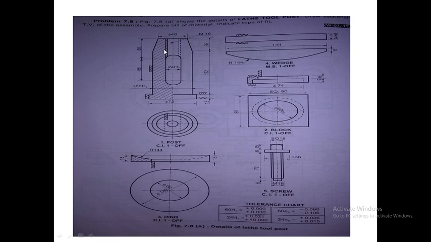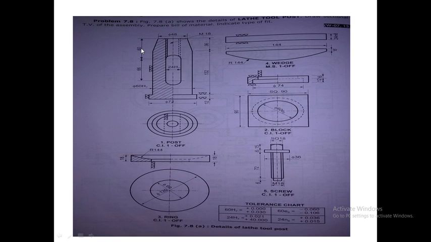This internal threading is provided so that we can insert this screw, which is having external threading on it, inside it, and when we insert it from the top it will hold the cutting tool, which will be located here somewhere, in its position. So the screw will be used to hold the cutting tool in the required position. Again the screw, the fifth part, is made up of cast iron and its quantity is 1.